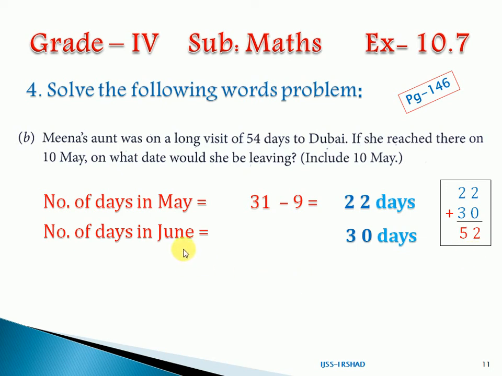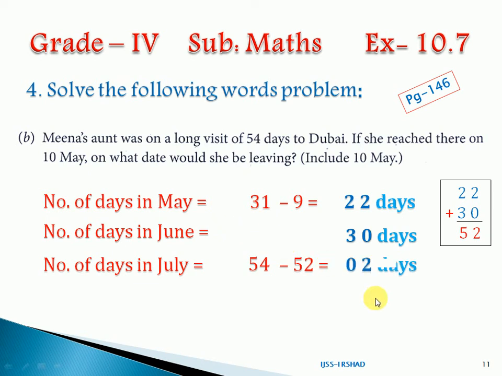So we will move to the next month. After June, July will come. Means she will take 2 days from the month of July. So the number of days in the month of July is equal to 2 days, because of the 54 days, 52 days she has finished. So 2 more days are left. So from the total 54, I will subtract this 52 which has been utilized in the months of May and June. What are the remaining days? 2 days. So 2 days she will take in the month of July.